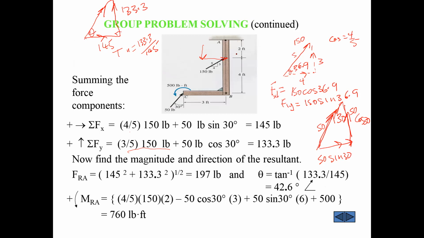So you're going to look, you're going to see the force, and it's acting at A. So what's the distance of that force from A? It is 2. So where is it going to turn? It's going to turn clockwise, so it's positive. So it's 4.5, or you could put 150 cos 36.9 times 2.